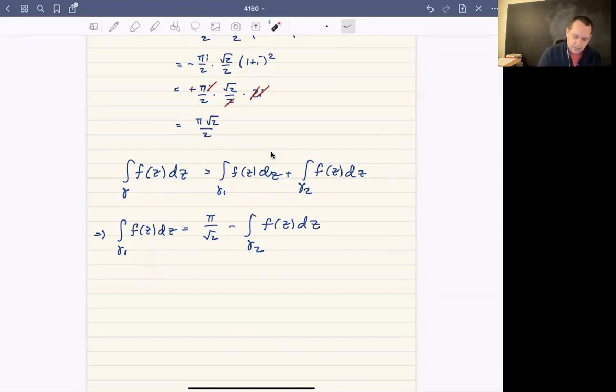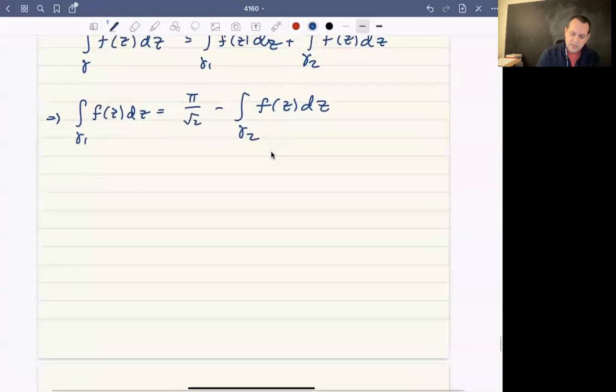So there we go. Notice that this pi over square root of 2 is independent of r, so as we let r go to infinity, that'll be the same. So we really just have to think about what's going to happen to f of z as r goes to infinity. And so that's what we'll do next. So we're going to turn to that.